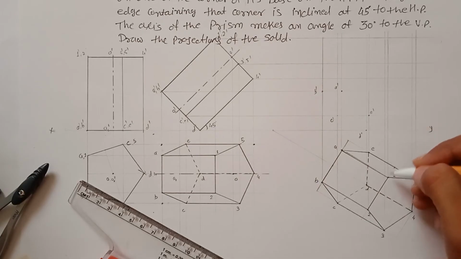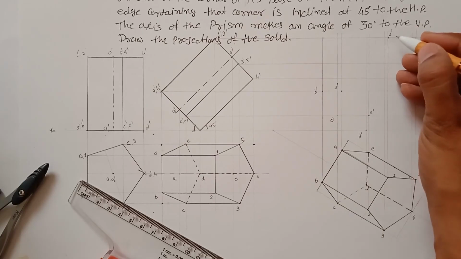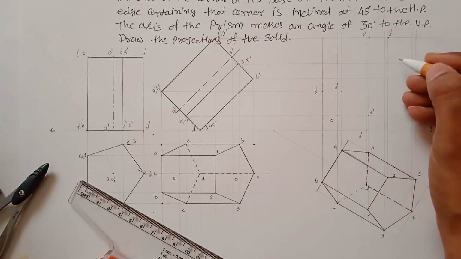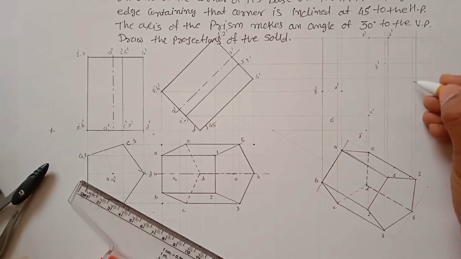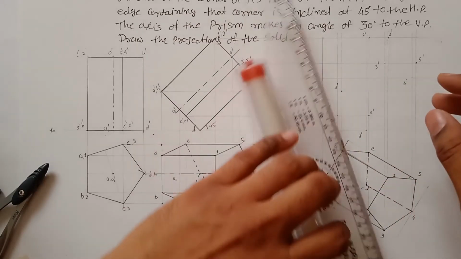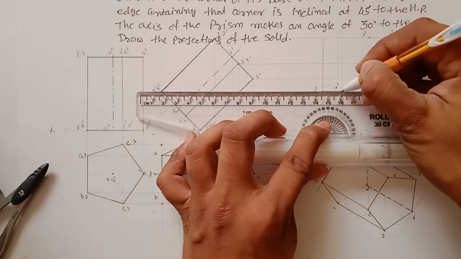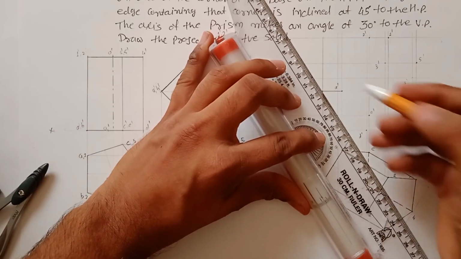Now let's find out A1. So this point is 1 dash, 2 dash, this point is 2 dash, 3 dash, 4 dash and 5 dash. Join each and every corner with thick lines. You have to think about the hidden lines.